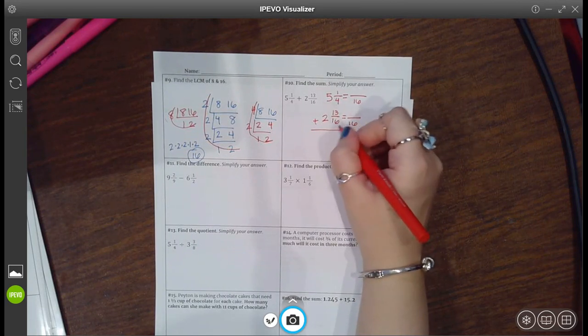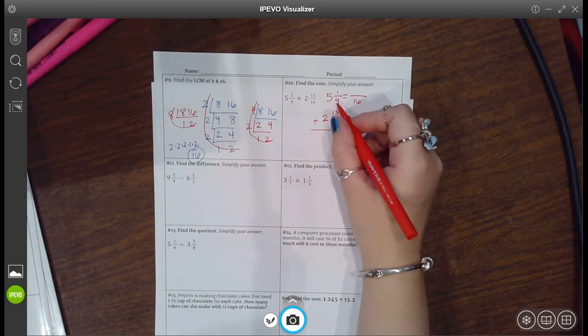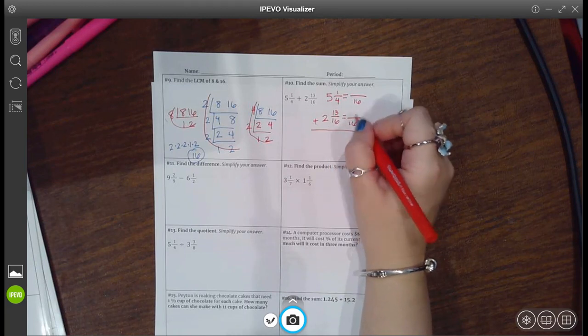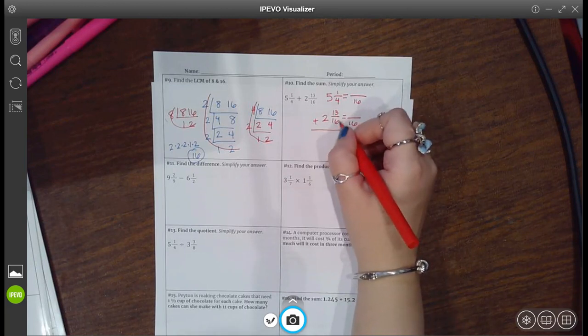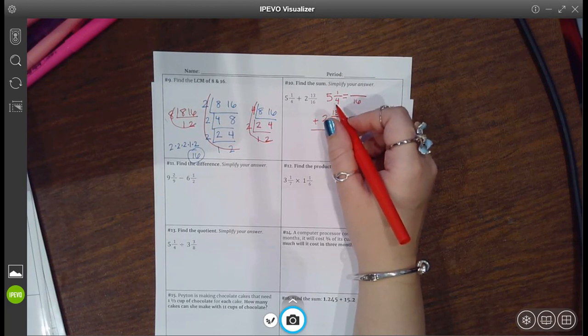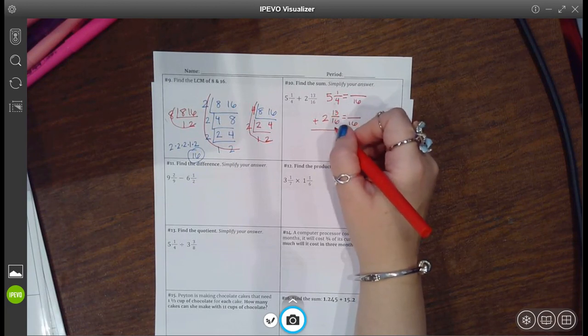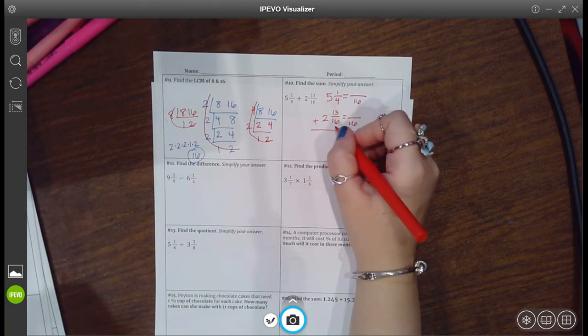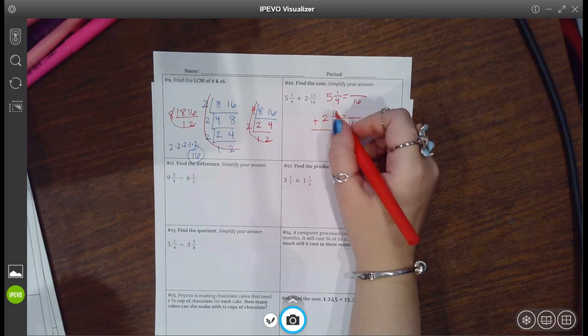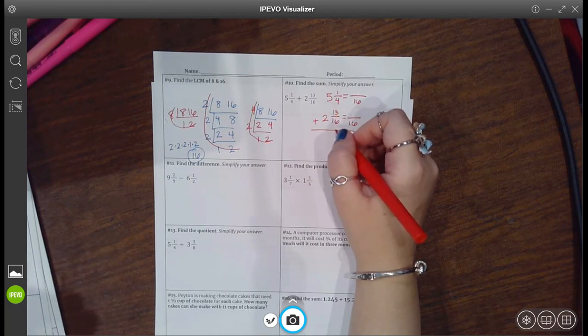I like to look at the bigger number, 16. I ask myself, can 4 become 16? Yes, then that's the common denominator. If not, I'd do 16 times 2, which is 32. And then I'd ask myself, can 4 become 32? And then 32 would be my common denominator if it wasn't 16.